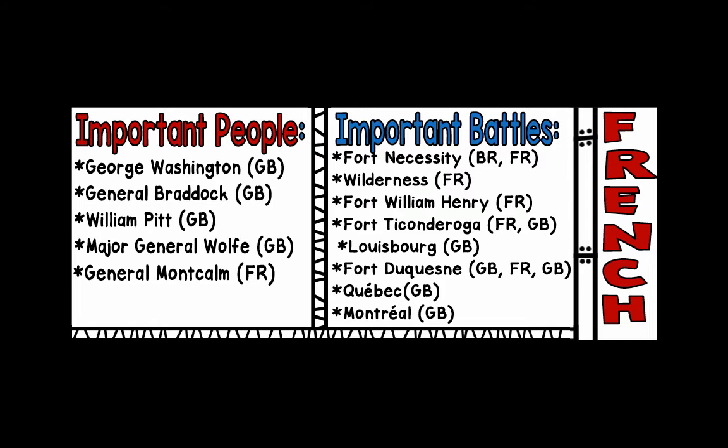You have your important people like George Washington, William Pitt, General Montcalm from the French. And then you have important battles in Fort Wilderness, Fort William Henry, Fort Ticonderoga, all these different places that we've had conflicts during the French and Indian War. I'm not going to get into too much detail about each individual person or battle, because in a later station you will learn about the most important people and battles that are on this list.